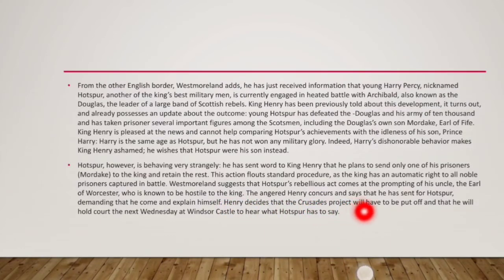Henry decides that the Crusades project will have to be put off and that he will hold the court next Wednesday at Windsor Castle to hear what Hotspur has to say. So the king has now decided that he won't go on the Crusades because he has so many internal affairs to look after. He would convene the court next Wednesday at Windsor Castle to hear what Hotspur Percy has to say. Remember, the king considered Hotspur Percy as his own son, and now that very same Hotspur has gone against him. So the king wishes to know what is happening in Hotspur's mind.